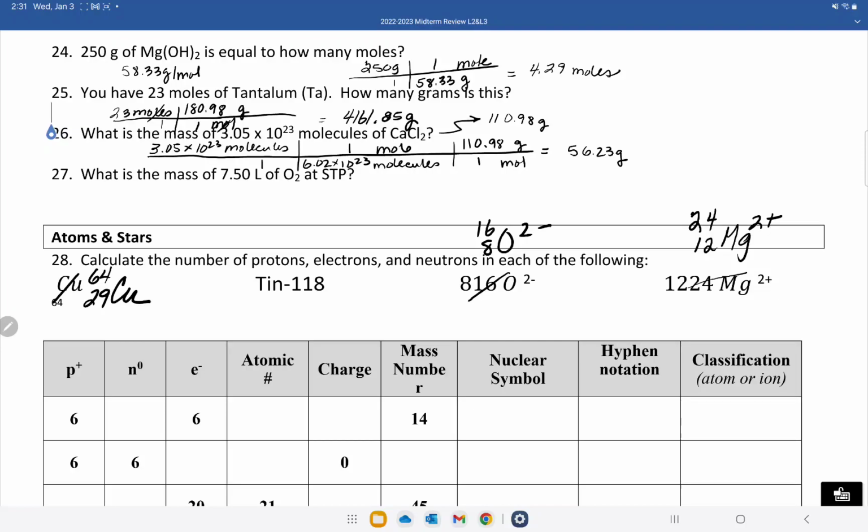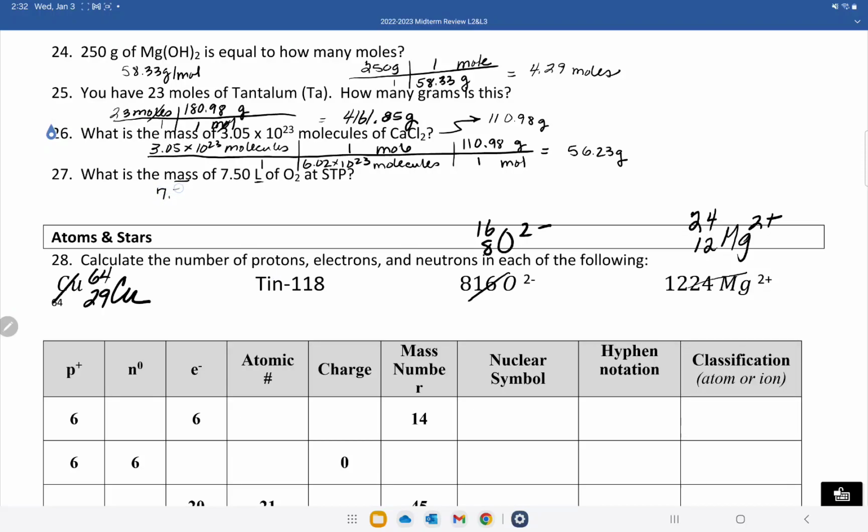27, what is the mass of 7.5 liters of oxygen at STP? Mole isn't mentioned, so I need 2 conversions. I have the word mass, so I need molar mass of O2. Liters and STP means I use molar volume, which is 22.4.